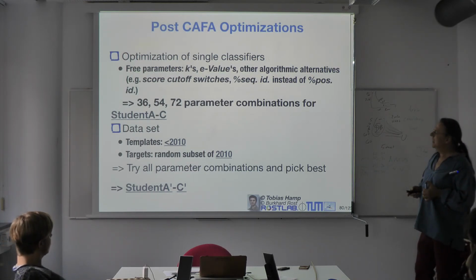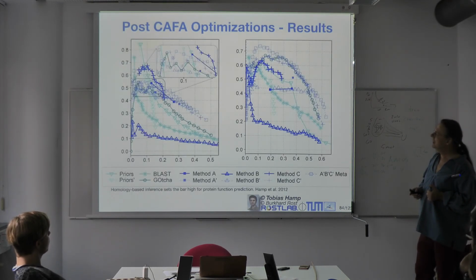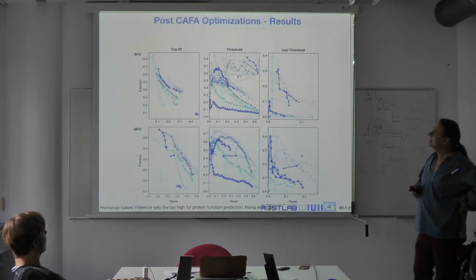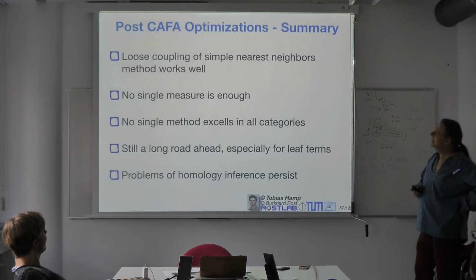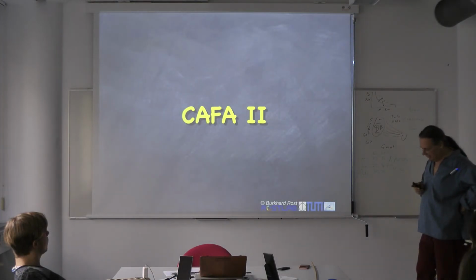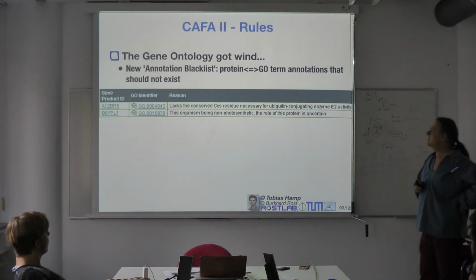So anyway, we did a post-CAFA optimization, we did a machine learning optimization, linear regression optimization, and the method, things are getting complicated, but let me give you my word for it, the final method ultimately did better. And so these are some of the positive things and some of the problems persisted. And we got into CAFA 2. I'm going to quickly gloss over it.